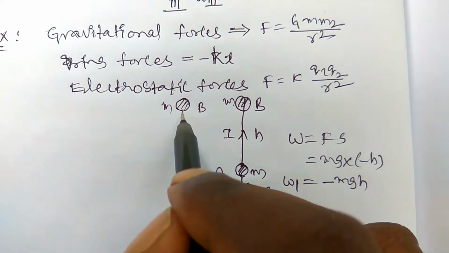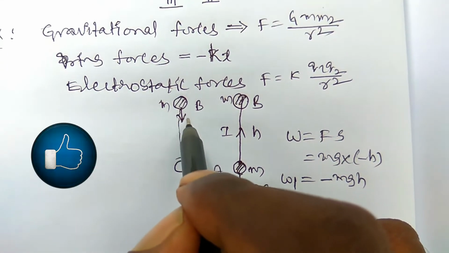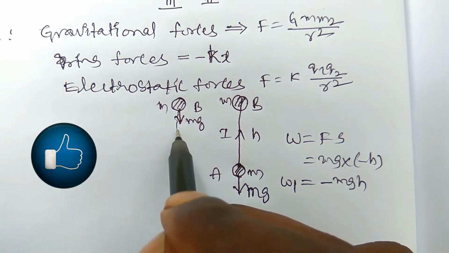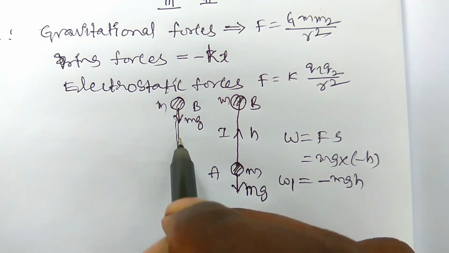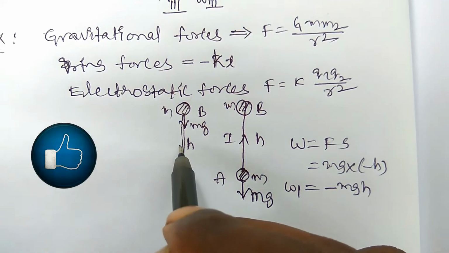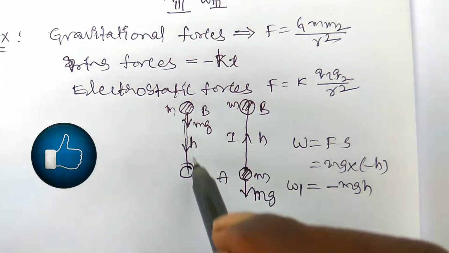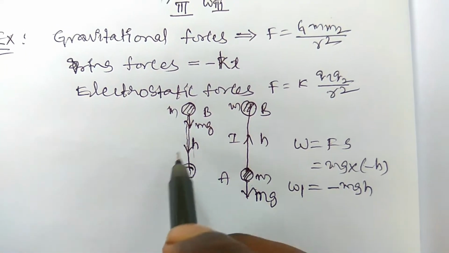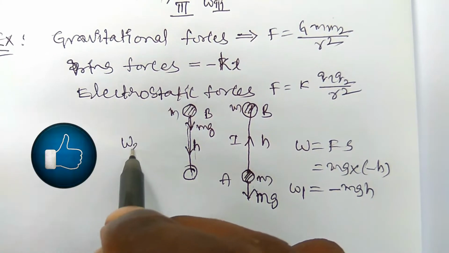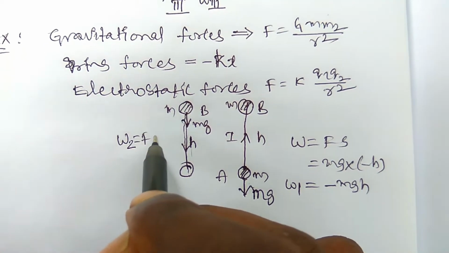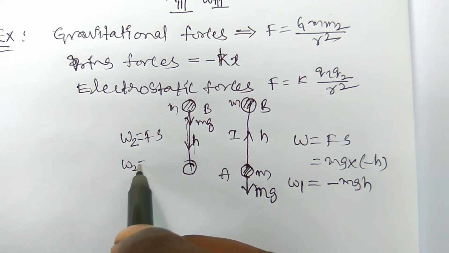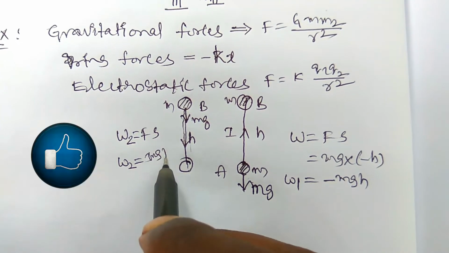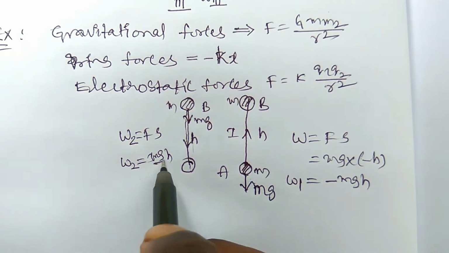Here the weight, the force acting downwards, is mg. The displacement of the body, that is the height, is h. This is also downwards. These two directions are the same. Then we can write the work done in path 2, that is F into S. W2 is equal to mg into h, so this is equal to mgh.